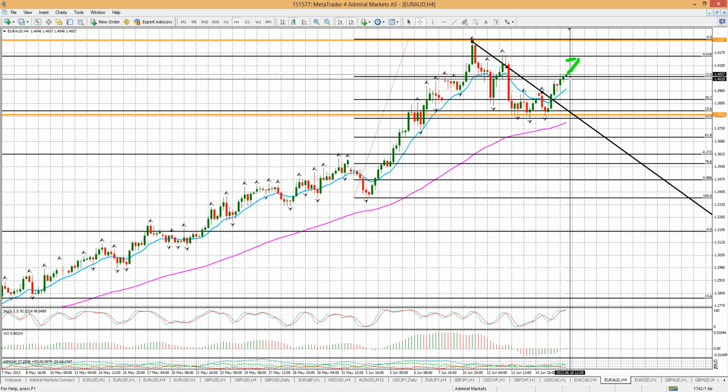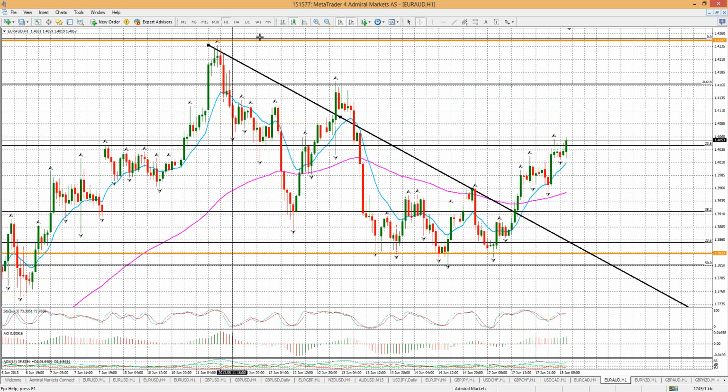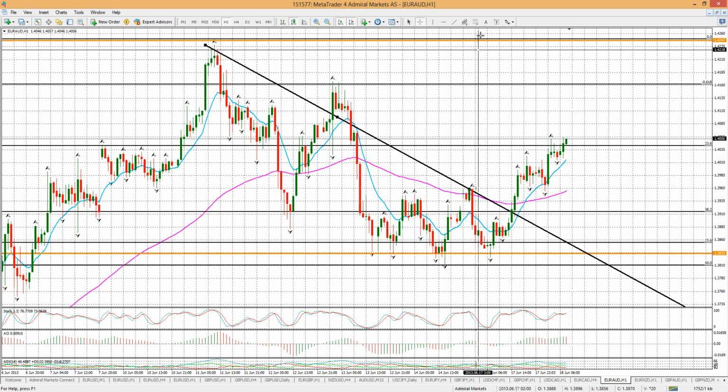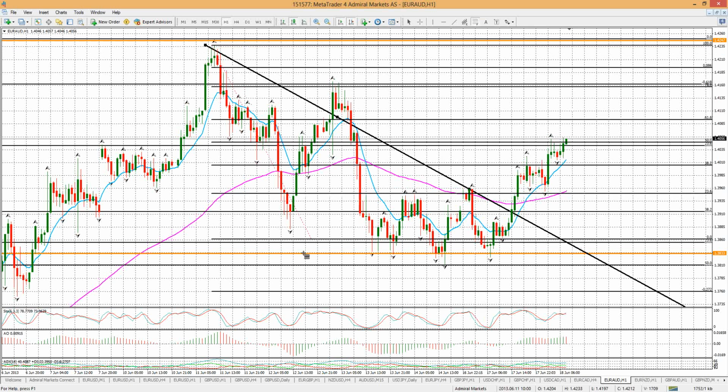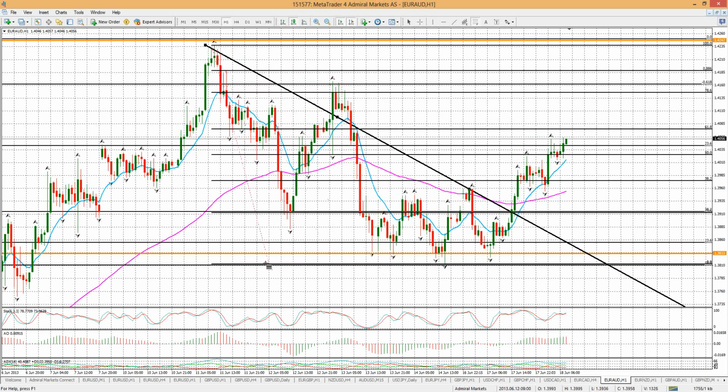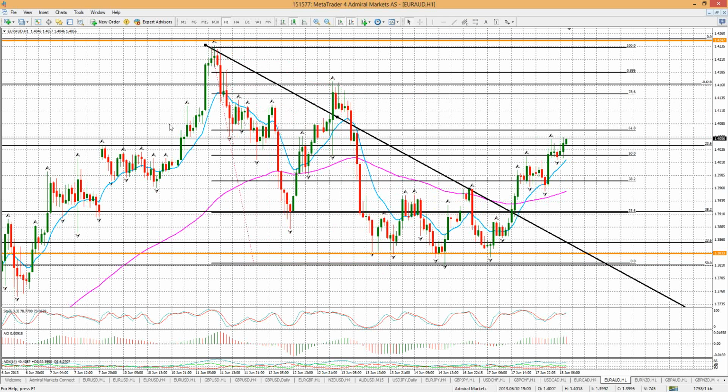So what I'm really looking for is this upside continuation for a bit. So I was thinking about taking a break of this high and putting a stop loss, for example, here, and targeting, let's see, targeting the 786 probably.